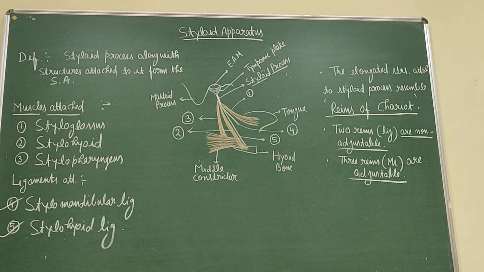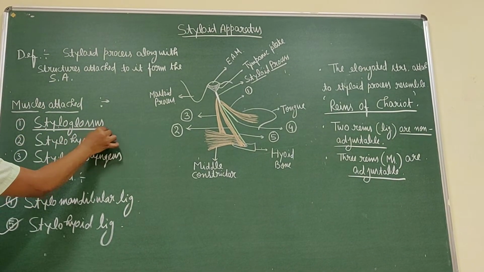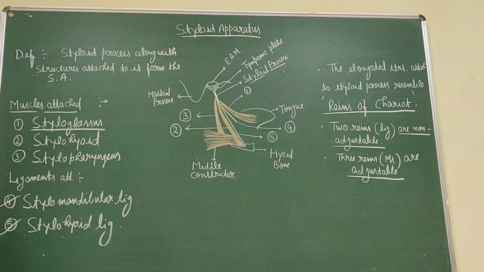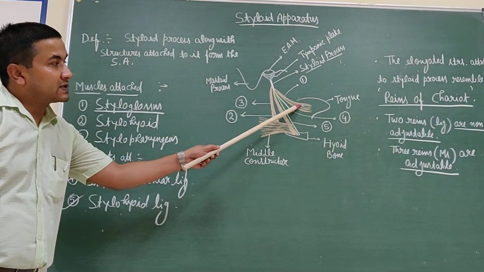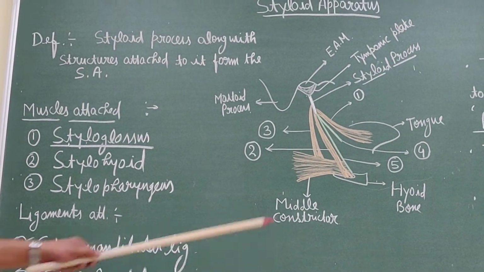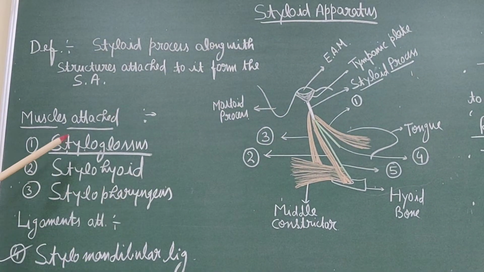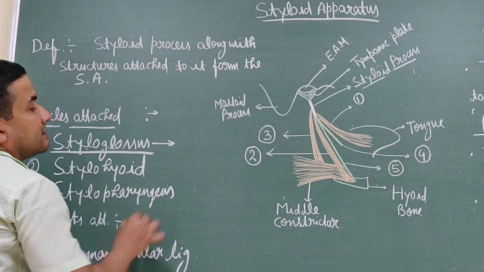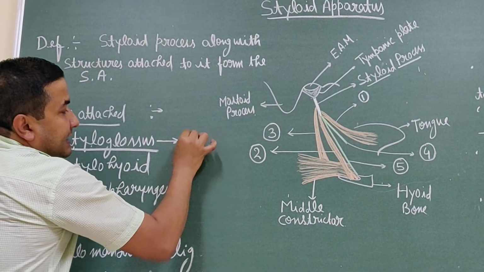For example, this styloglossus muscle. The styloglossus muscle is an extrinsic muscle of the tongue. Remember, it is one of the extrinsic muscles, and it is supplied by the 12th cranial nerve.